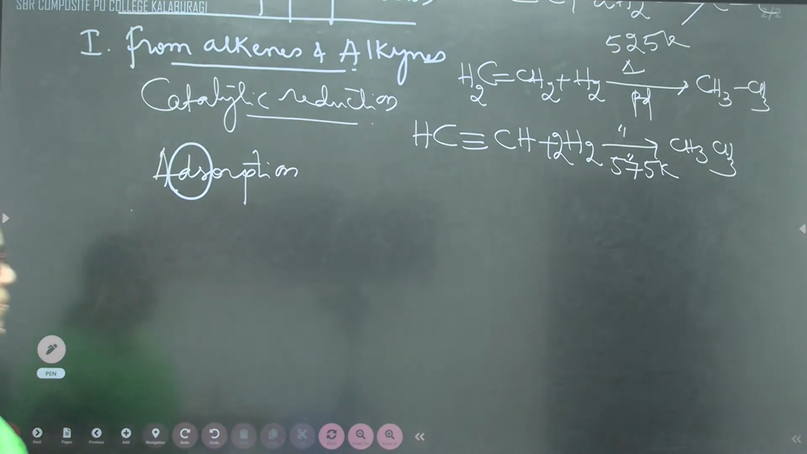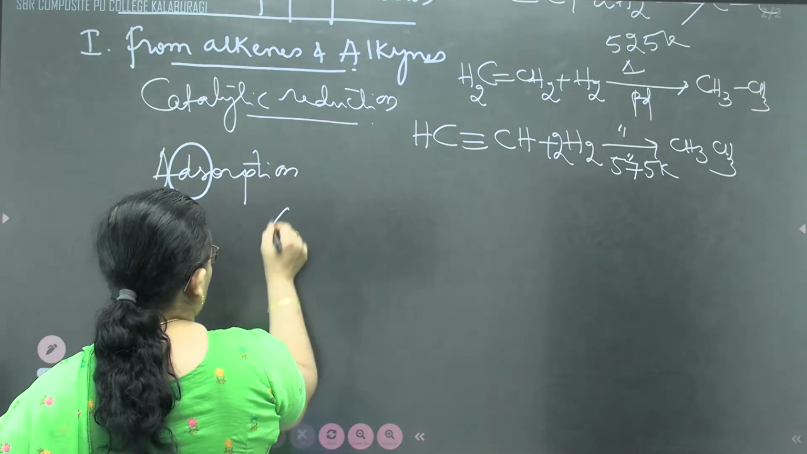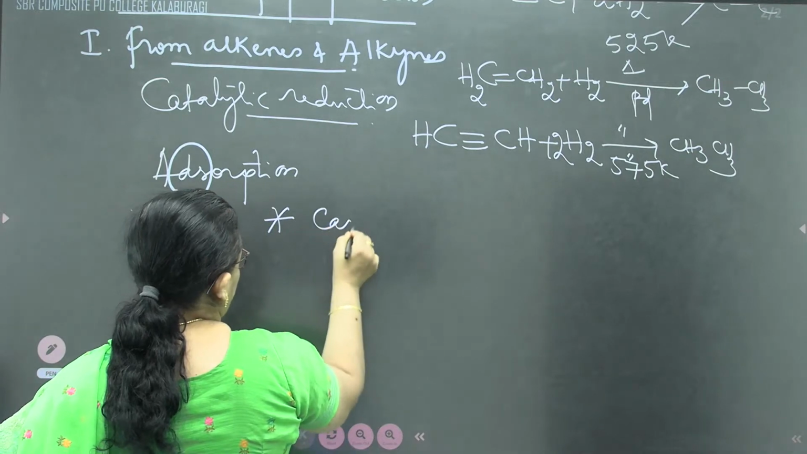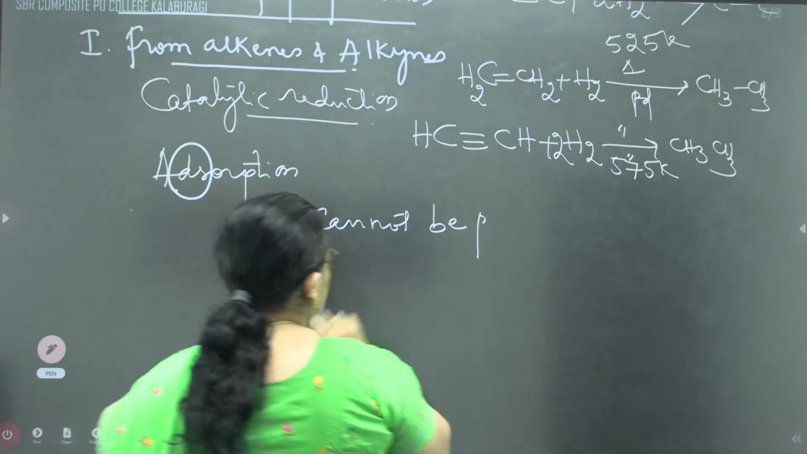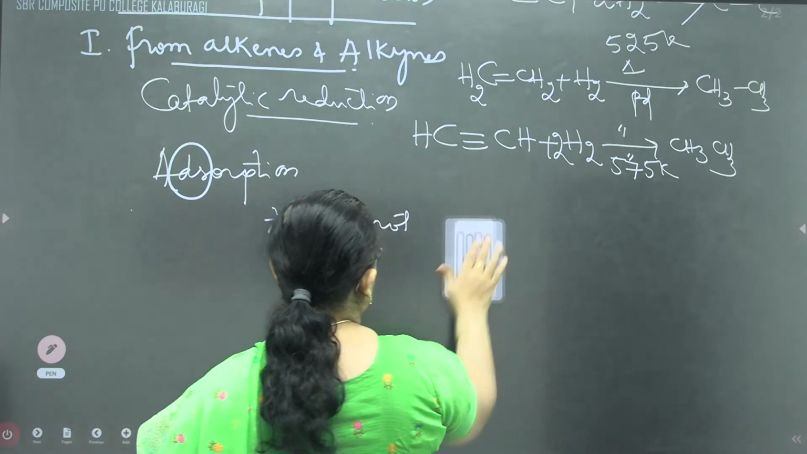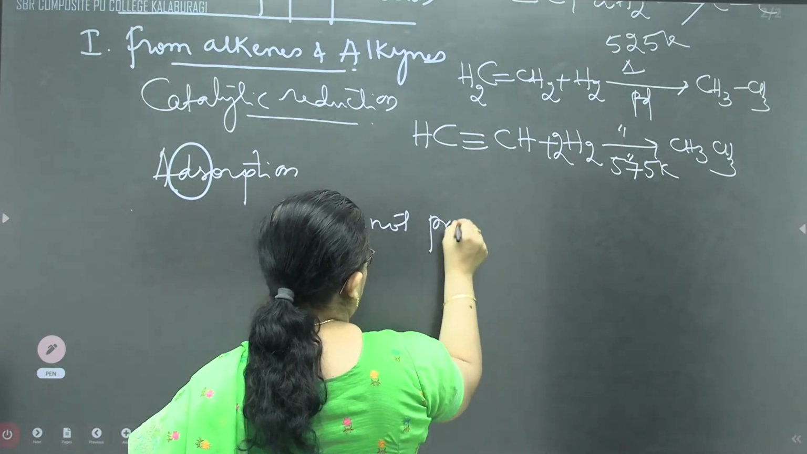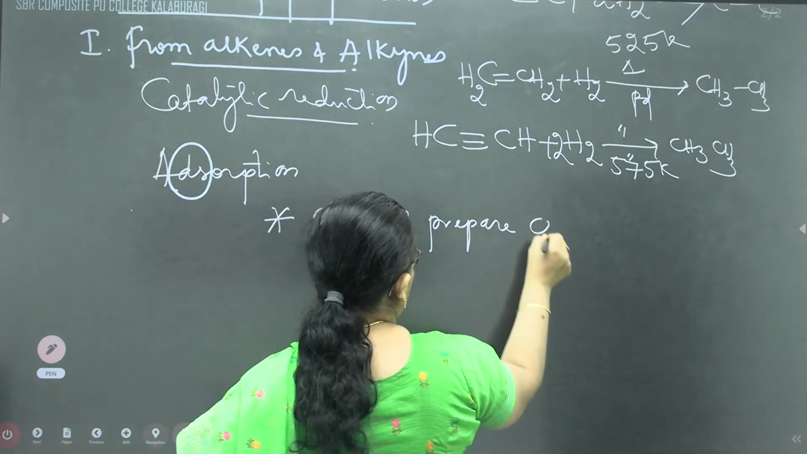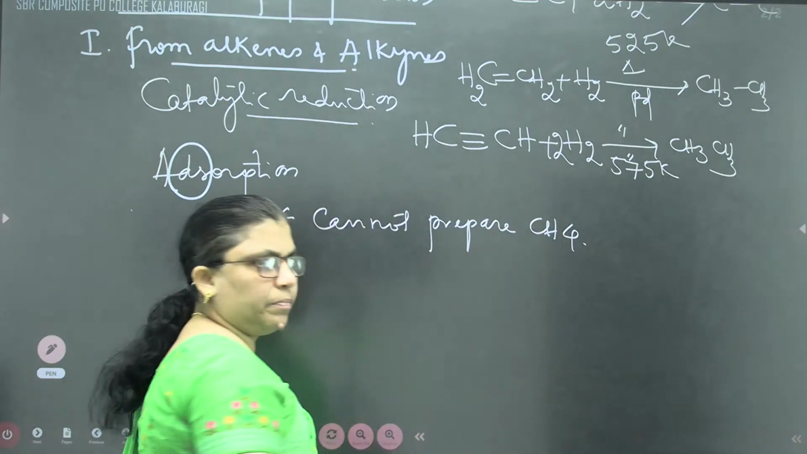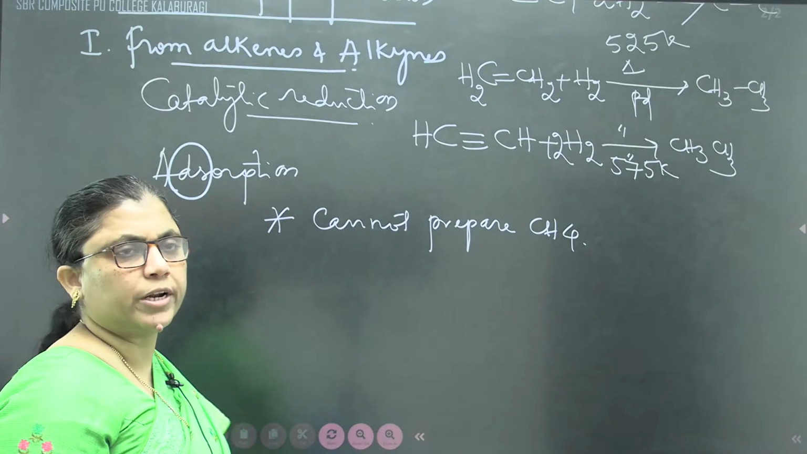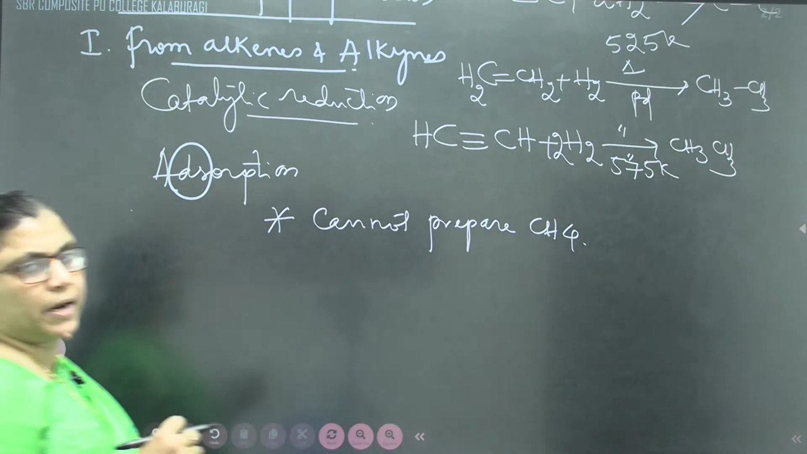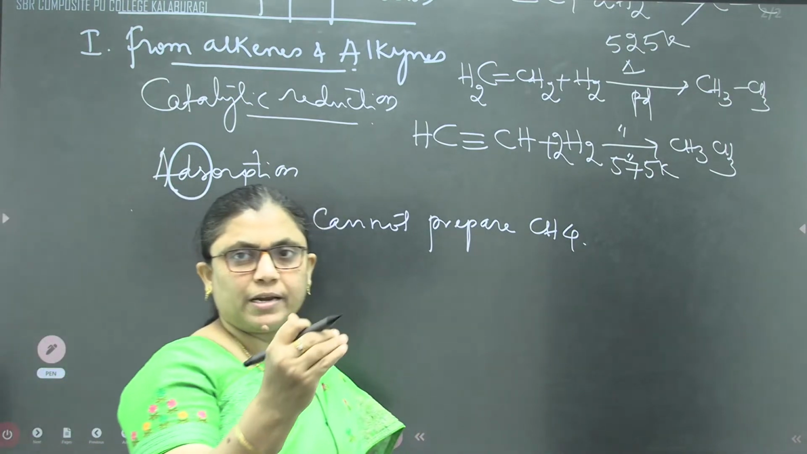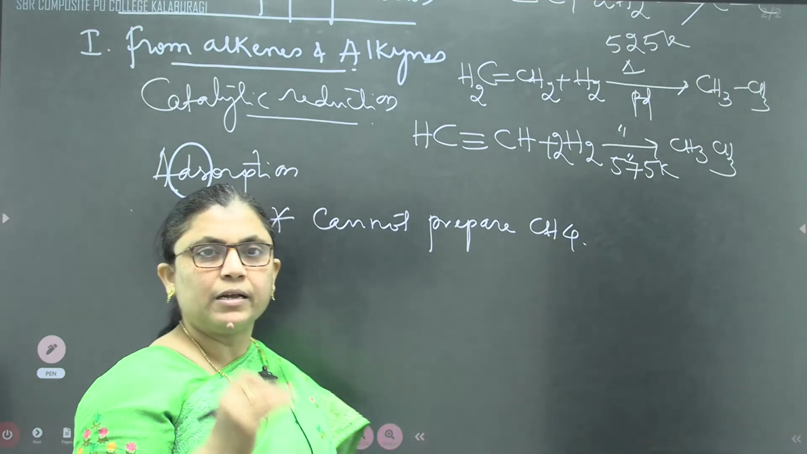Another point we need to remember is that by this method, we cannot prepare methane. We cannot prepare methane because methane contains only one carbon atom, and we will not get any unsaturated hydrocarbon with one carbon atom. To get an unsaturated molecule, we should have a minimum of two carbon atoms, bonded either by a double bond or by a triple bond.